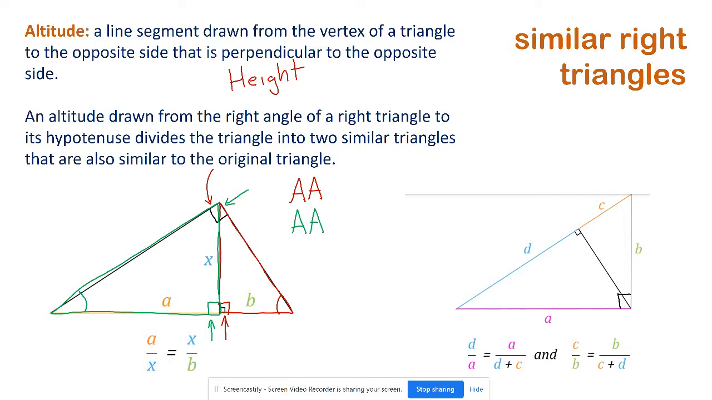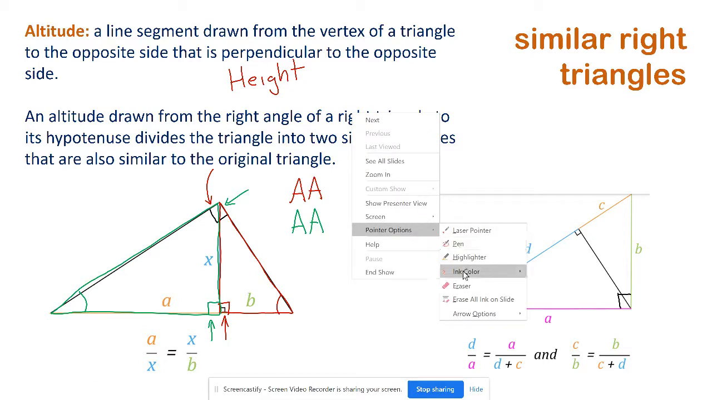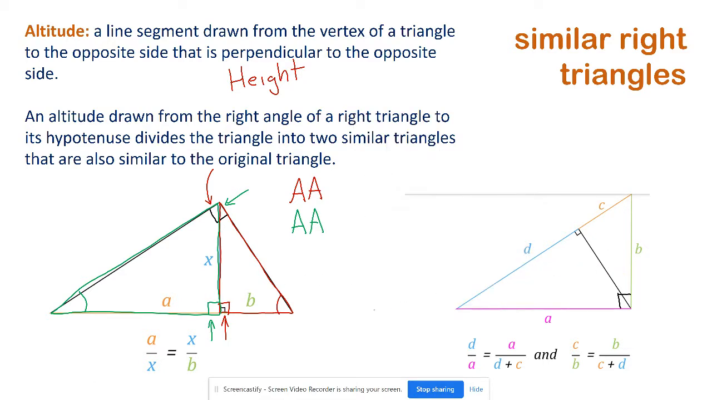So here it says A over X equals X over B. So look at the green triangle and the red triangle. On the green triangle, the two legs of the triangle, and when I say legs, I'm talking about the sides of the triangle that meet at a right angle. So the sides that are not the hypotenuse. So our legs are A and X. A is the longer leg, X is the shorter leg.